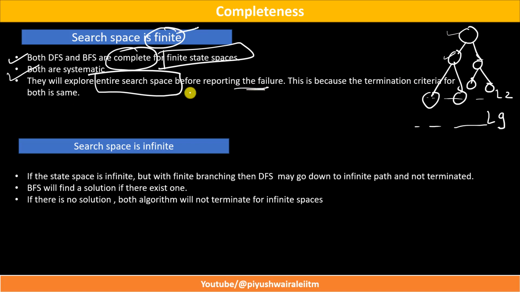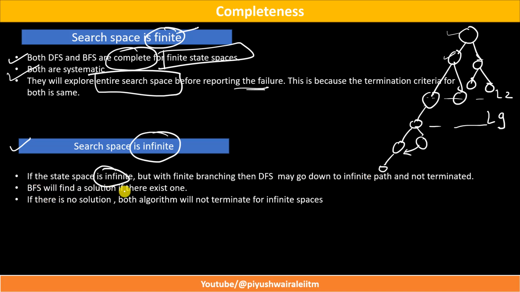This is because of the termination criteria. What happens if our search space is infinite? Suppose in this case we keep going like this, like this. We have an infinite level of search space, right? And we have a loop also in there like this. So what will happen in this case? If the state space is infinite but has finite branching, then DFS may go down an infinite path and may not terminate, right? But in the case of BFS, what will happen?